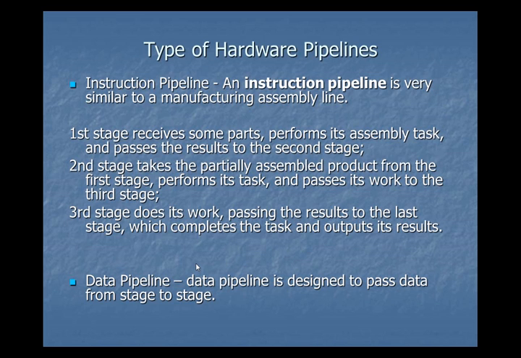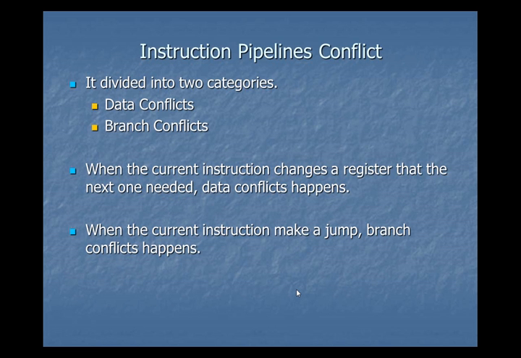This is one of the types known as instruction pipeline. That is, instructions are executed in a pipelined manner. Next, data pipelining, which is used to pass the data from one stage to another. So the instruction pipeline is used to pass the instruction from one place to another. The data pipeline is used to pass the data from one stage to another, that is, from one instruction to another instruction.